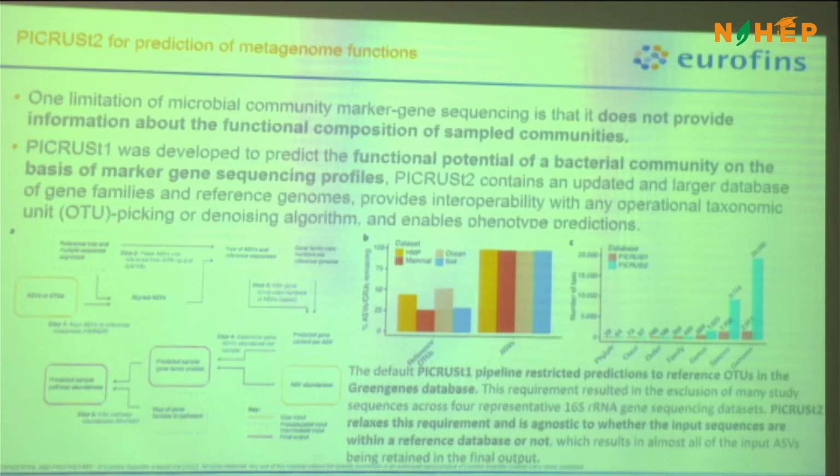Earlier there was PICRUSt, now there is PICRUSt2. Earlier we had OTU-based methods, now we have ASV-based methods, so they have also come up with PICRUSt2. Can anybody tell me, we have 16S and that's a small region of 16S, how are we able to do the identification?